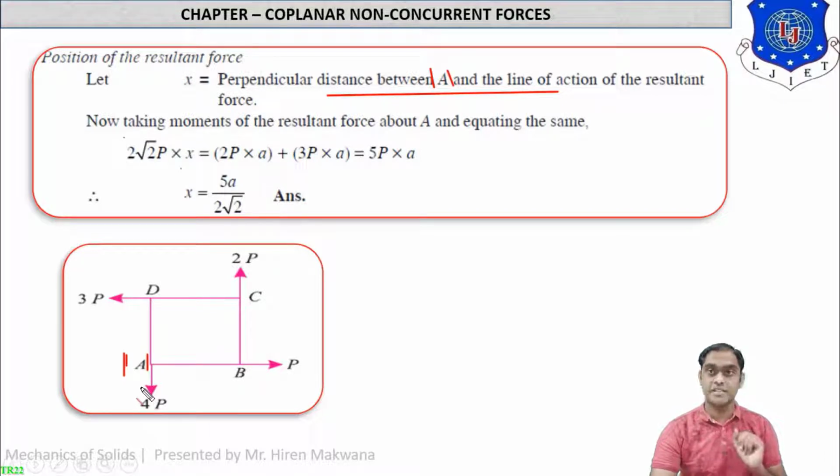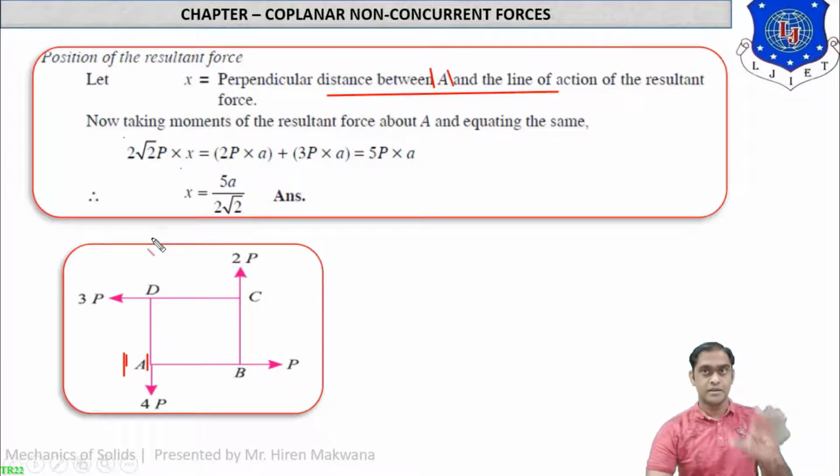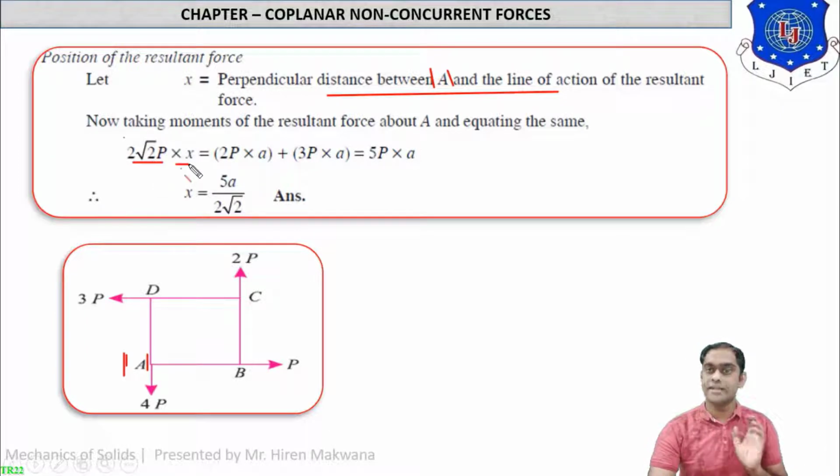Now what is Varignon's principle? The resultant's moment about point A is equal to the sum of all other moments about the same point A. So what we have to do is put resultant into x on the left side. So the resultant is 2 root 2 P into x. What are the other forces? Take the moments of these forces about point A.